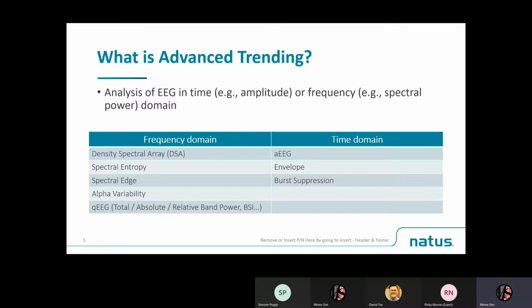The analysis of the EEG can be either in time domain or frequency domain. Time domain refers to amplitude EEG, envelope, and burst suppression, while frequency domain refers to the DSA, spectral entropy, spectral age, alpha variability, and quantitative EEG. We will discuss more in detail later on.